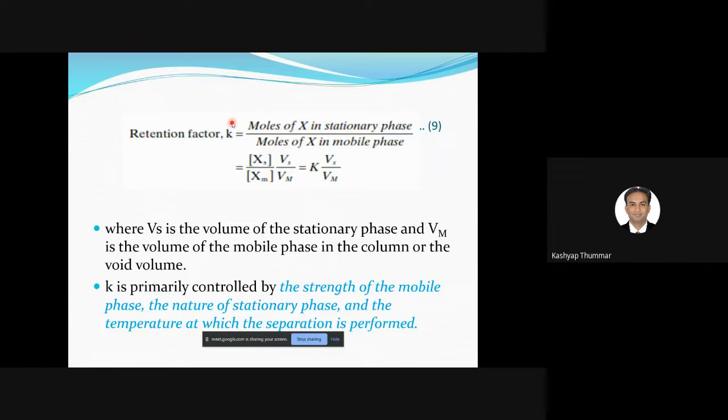So how can we control the retention factor? By the strength of the mobile phase, the nature of the stationary phase, and the temperature at which the separation is performed. These are the basics. If you don't get the appropriate retention time, what is your next trial? It is not only a trial and error based approach. It should be on scientific grounds; you should design scientific, technical trials when you are not getting the appropriate retention time in HPLC.